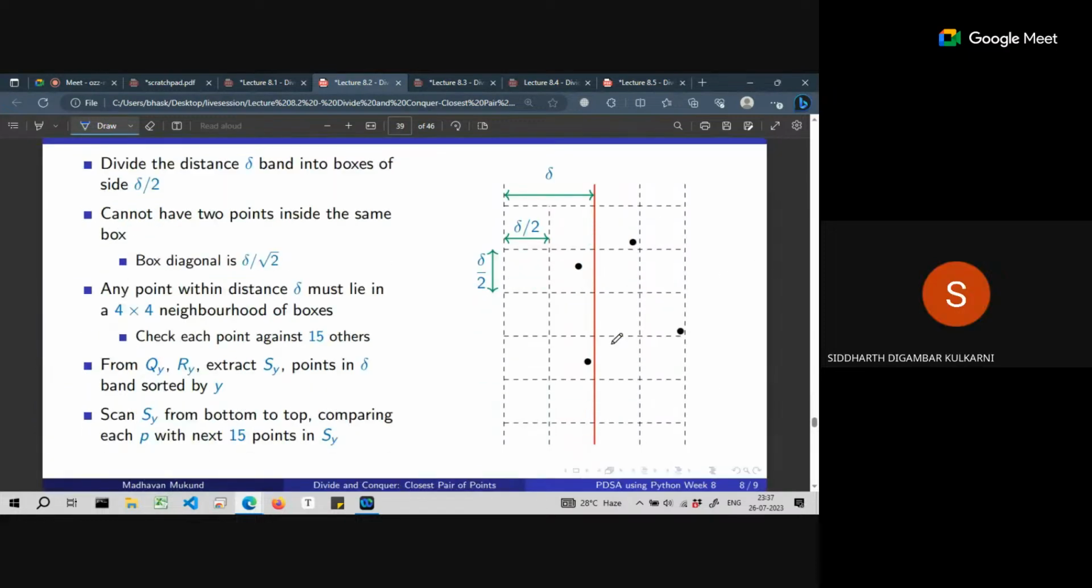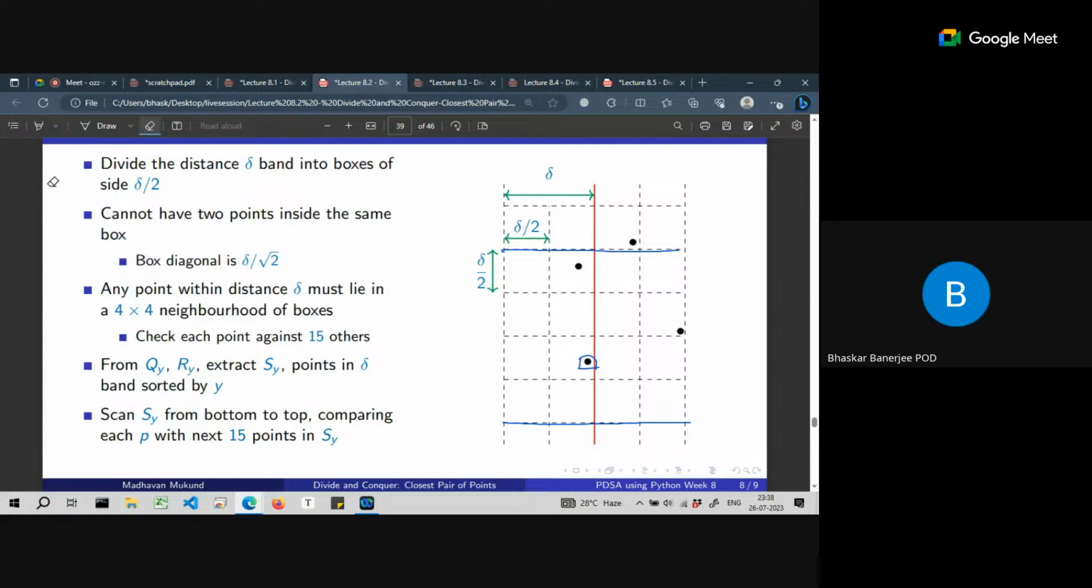Here it is given, check each point against 15 others. 15 others means 15 other cells. That's what I said. You are in one box, 2 cells up and 2 cells down, let's say this one, 2 cells up. That's a 4x4 box. And we have proven that there cannot be more than one point in any box. So that means you have to check 15 other boxes. Correct.